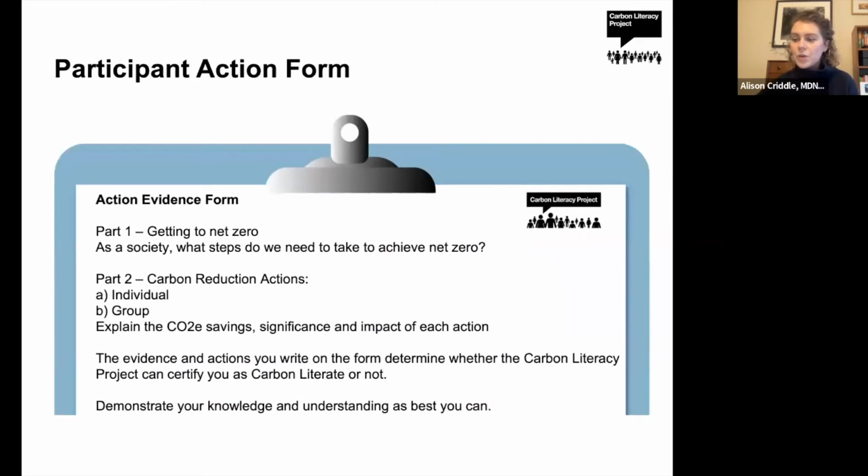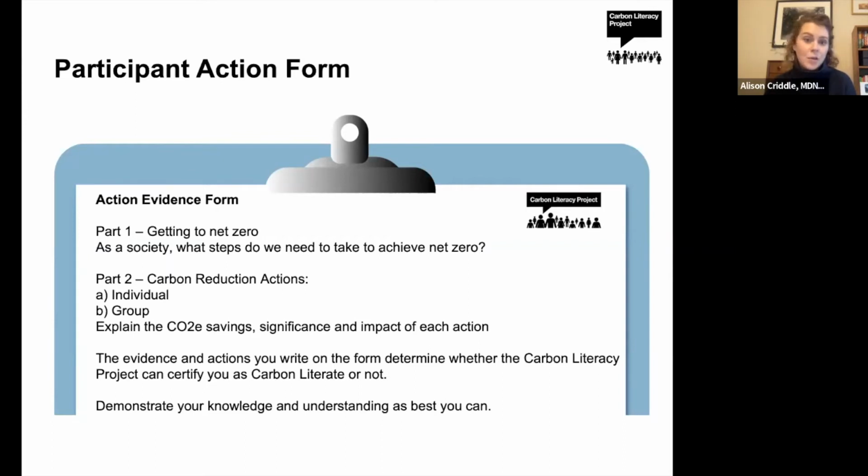Everything that we do throughout the course, throughout our learning, is guiding us towards taking action. So at the end of the training, learners are sent a link or a form to complete. And these actions and evidence on the form determine whether or not the Carbon Literacy Project can certify that learner as becoming carbon literate. So as the culmination of all of the learning throughout the course, learners create at least one significant individual and one significant group action to reduce a carbon footprint.